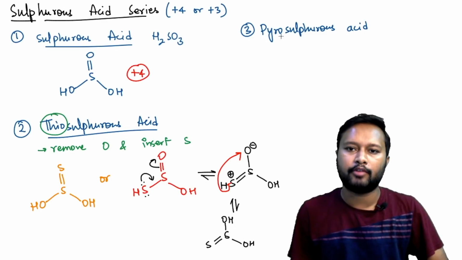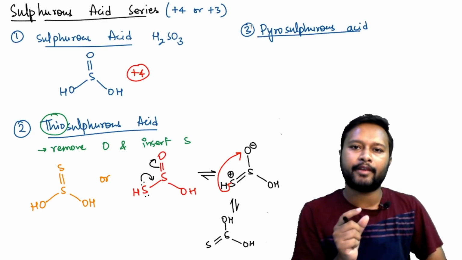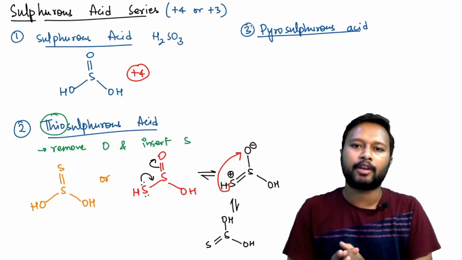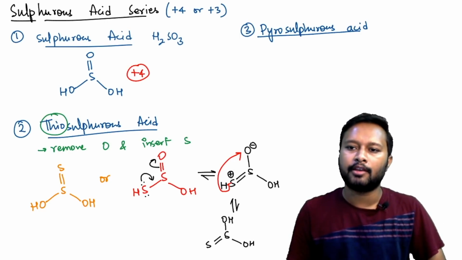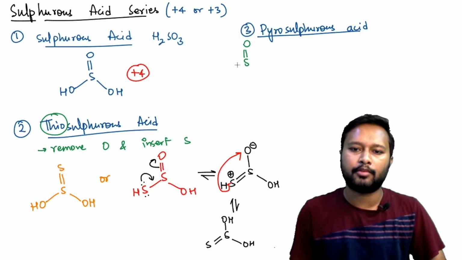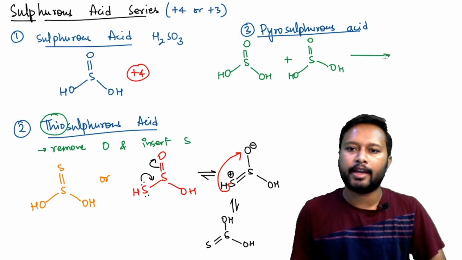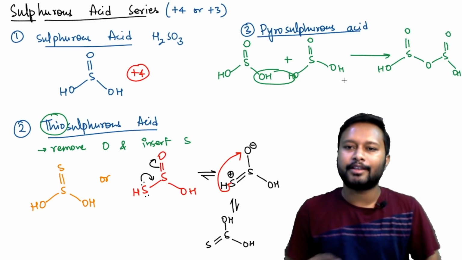Pyrosulfurous acid. What you have to do? Remember, in pyro what we have to do? We have to remove a water molecule, right? That's what we were doing in the phosphorus compounds as well. So we have to take 2 moles of it. So S double bond O, OH, OH, plus S double bond O, OH, OH, and we can just remove water, and then we'll form S-O-S double bond O, double bond O, and OH, OH.